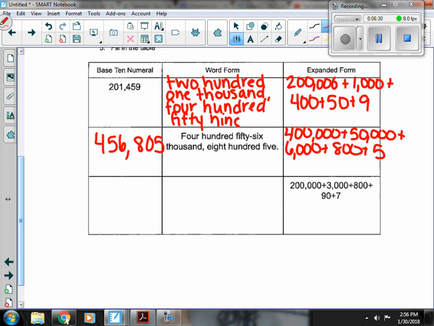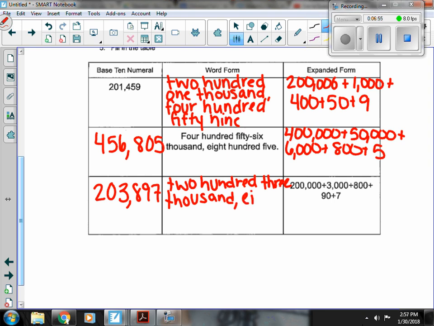And then the last one I'm going to do by numbers first. So I have 200,000, no 10,000s, and 3,000. And then 897. So I have 203,000. And then 897.